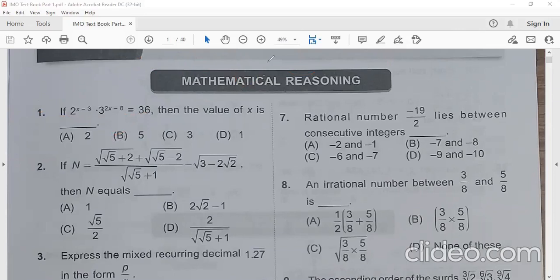Now question number 2. If n is equal to this value given, then we have to simplify these values. To solve this question, I am taking the white screen. It must be clear over there. So let us take the value of n. What is the value of n?